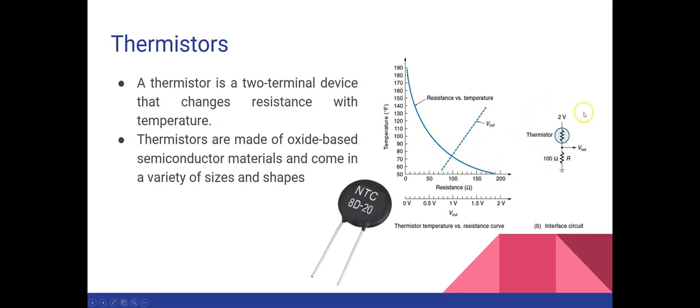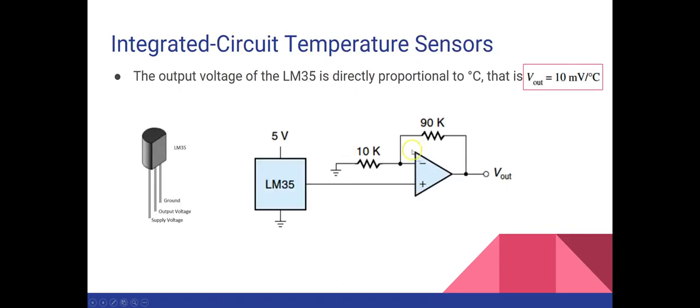And on the right you see an interface circuit where the thermistor is connected with this resistance, and from here you get the output voltage. So in general, all thermistors have a negative temperature coefficient, and you can easily see it from this graph. As you can see, when the resistance increases, the temperature decreases, or you can say as the resistance decreases, the temperature increases.